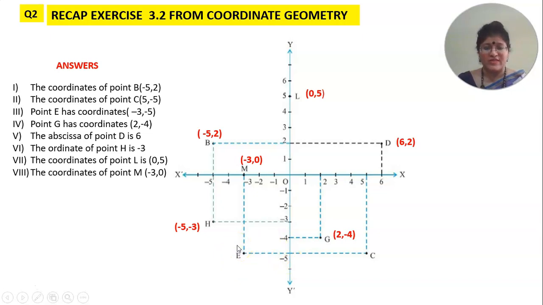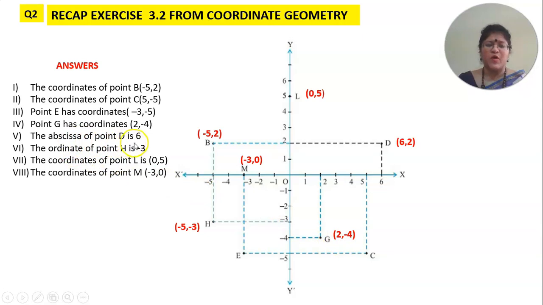So you could also get a question wherein a graph is given to you and point E is given, and they may ask you what are the coordinates of point E. So the coordinates of point E is minus 3, minus 5. Okay. Then point G has coordinate 2, minus 4. So 2, minus 4 means which quadrant would it lie on? Positive and negative. So 2, minus 4 is this G. The coordinate is mentioned out here.